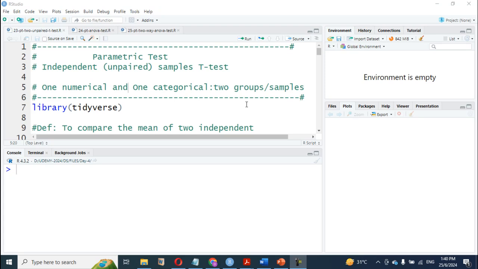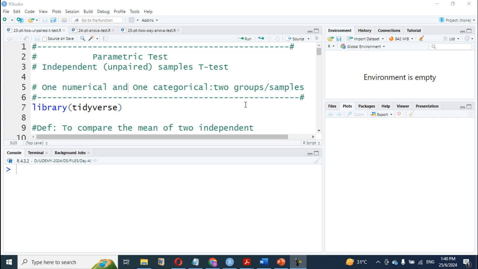Right, you're welcome back again. We are continuing from where we stopped. This is a parametric test, and we have looked at different kinds of parametric tests so far. So we want to continue from where we stopped and look at the independent unpaired sample test.